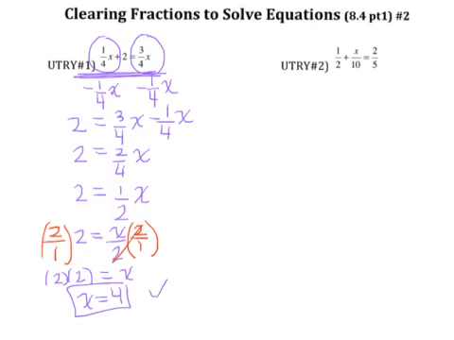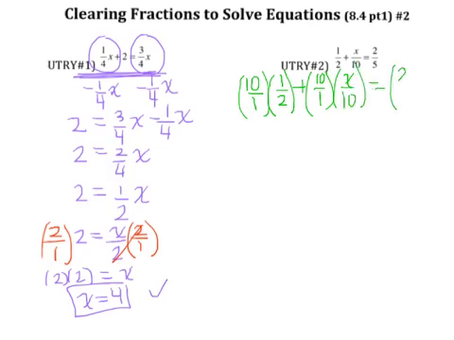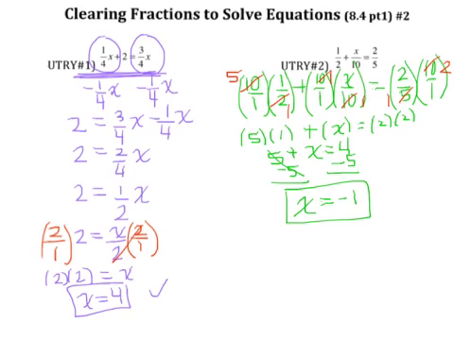Now, the next problem over here, we will have to distribute our LCD to both sides. So let's go ahead and do that. So we have 10 over 1 times the quantity 1/2 plus 10 over 1 times the quantity x over 10 equals 2/5 times 10 over 1. Alright, I'm going to just go through and do it, and you can check with your answer. There we go. Hopefully you got those same answers there.